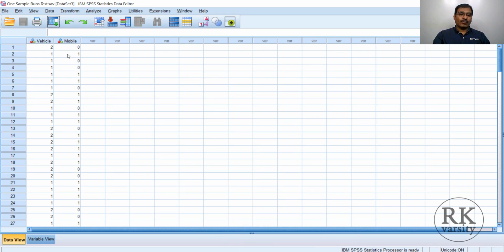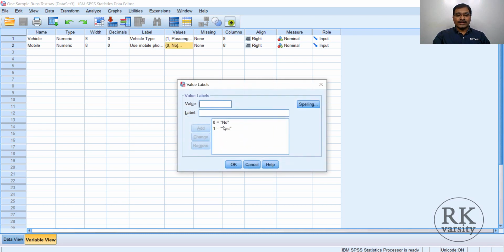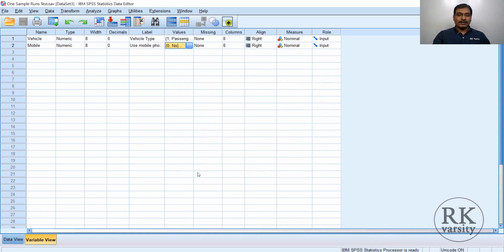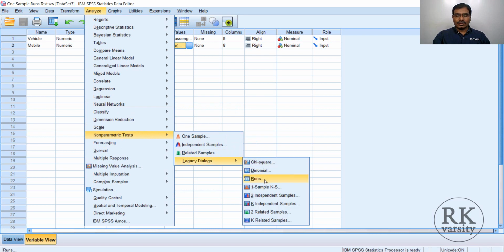Now here instead of a 1, 2, I coded this as a 0 and 1. Just go to the variable, and here in the variable values, you can see that 0 is no and 1 for yes. If a customer is not using a mobile phone for banking and financial services, then no. If they are using, then yes. So instead of 1 and 2 in a questionnaire, here I just replaced it with 0 and 1. Now to run your runs test, click analyze, then non-parametric test, legacy dialogs and runs.